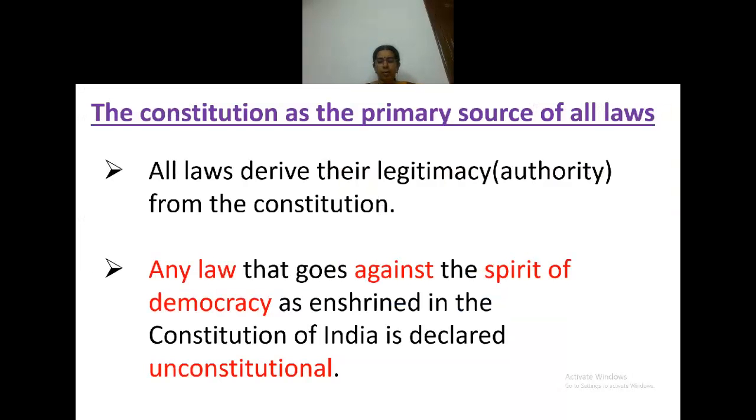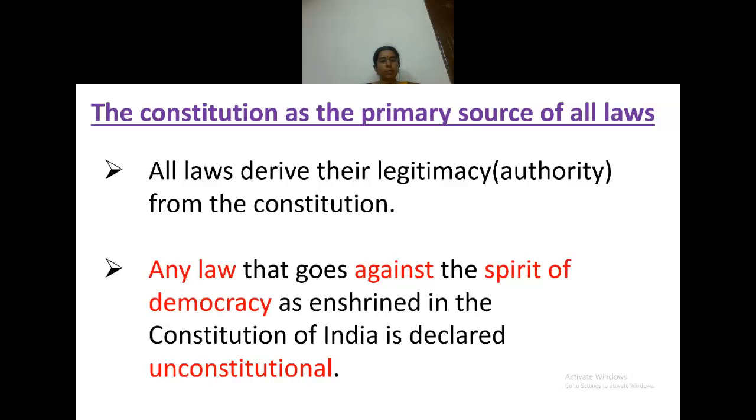And next we move on to the Constitution as the primary source of all laws. The Constitution only provides guidelines for all the lawmakers and policy makers in our country. So all laws derive their legitimacy or authority from the Constitution. Before making any law, they have to follow the guidelines given in the Constitution.